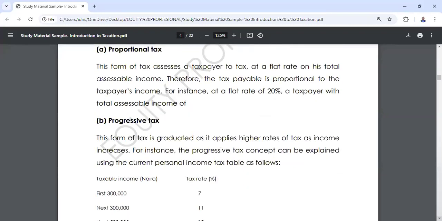Progressive tax. This is a tax system where the tax rate increases as the income increases. That is called progressive tax. A tax system where the tax rate increases as the income level increases. That is progressive tax.